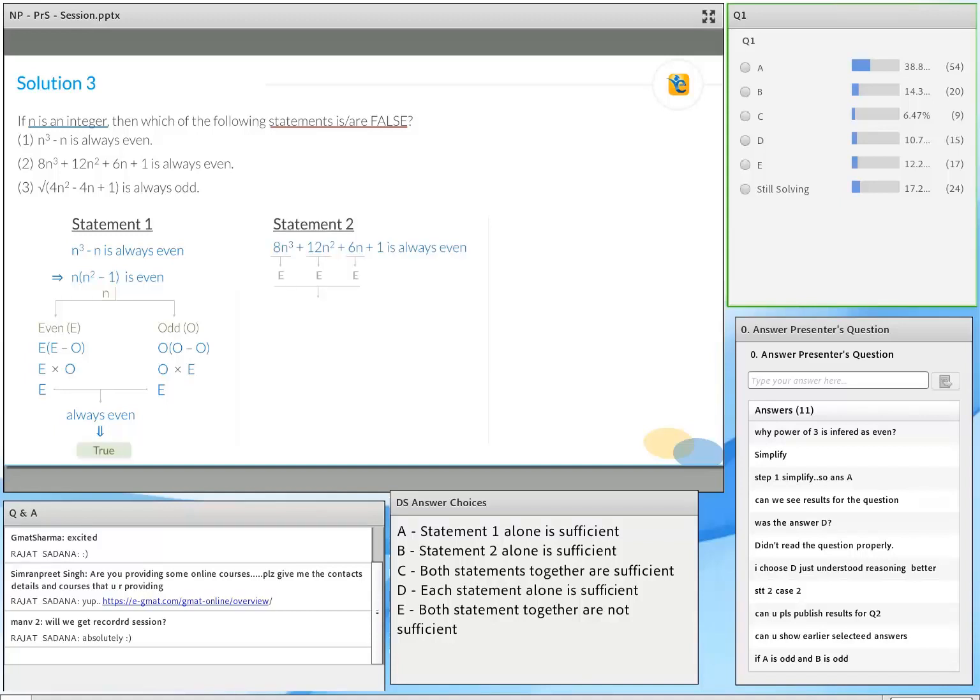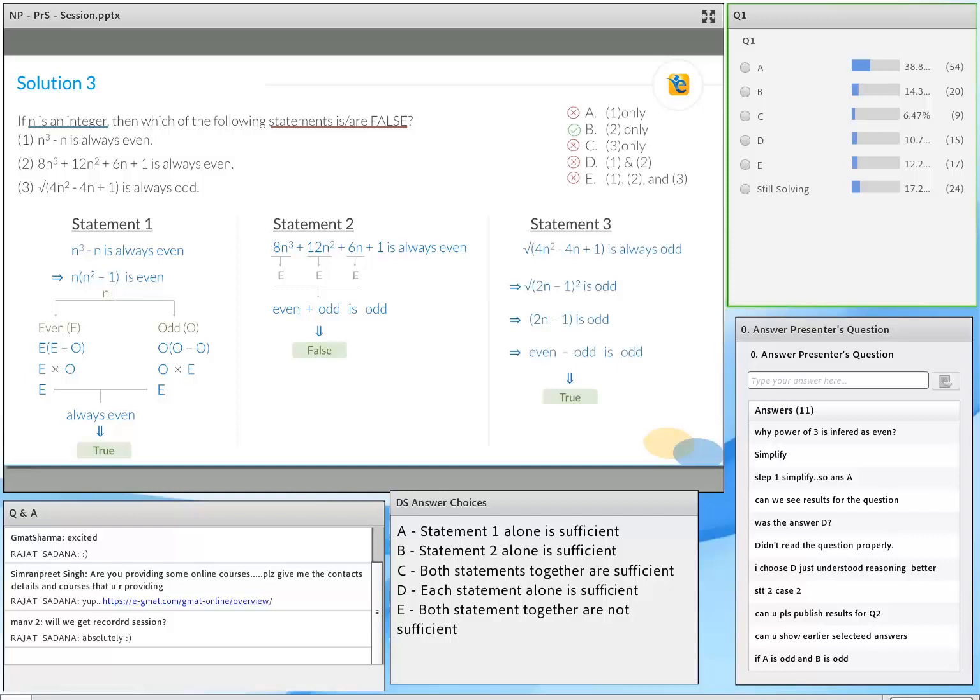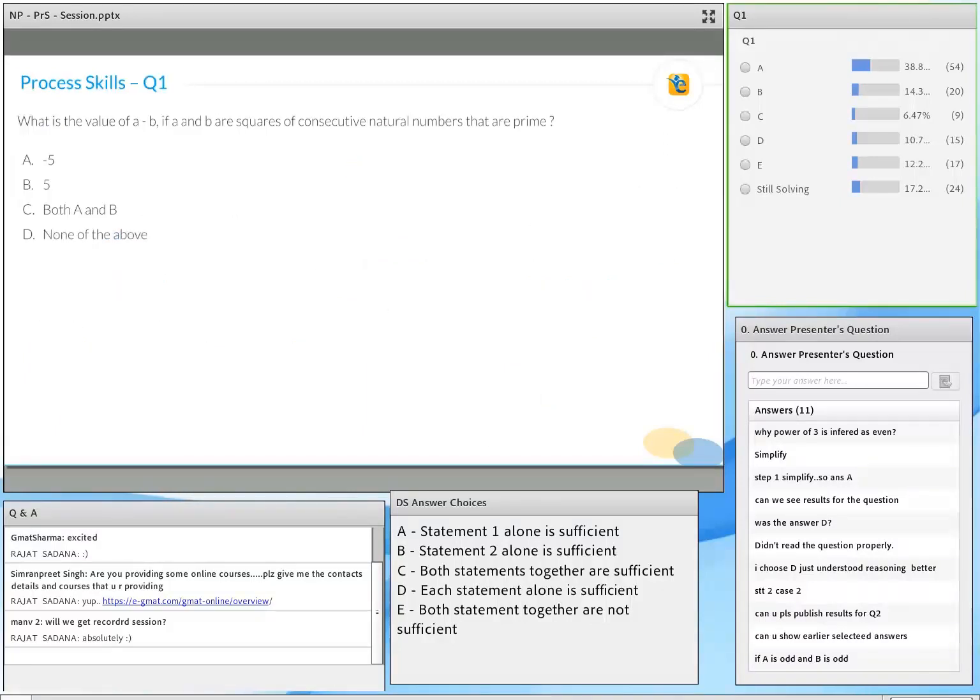Then statement number two, again, processing it step by step. All the first three terms over here are even because there is at least one even number in the product. So even plus odd is odd, which means that this statement is always false. Okay, statement number three, again, processing it. So again, it's just step by step you are going through. You're drawing inferences and you're arriving at the answer. Okay, all right.